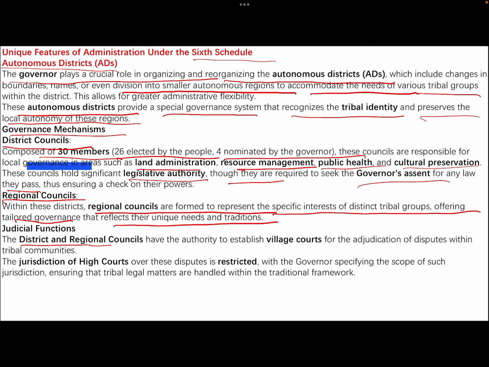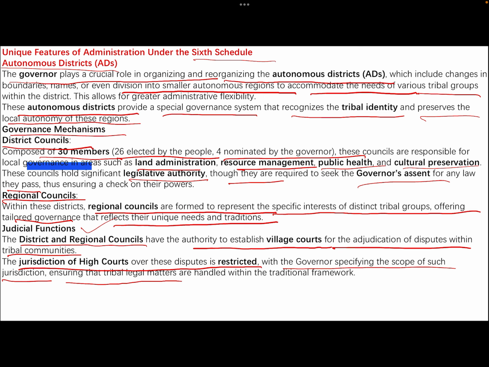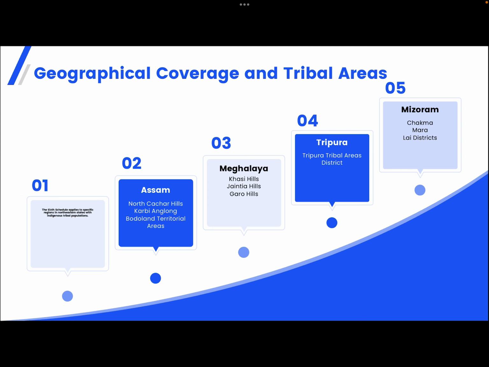So these district regional councils have also certain judicial functions, right? They have authority to establish village courts for adjudication of disputes within the tribal communities. Jurisdiction of the high court to oversee these disputes is restricted, and the governor can specify the scope of such jurisdiction, ensuring that tribal legal matters are handled within the traditional framework.